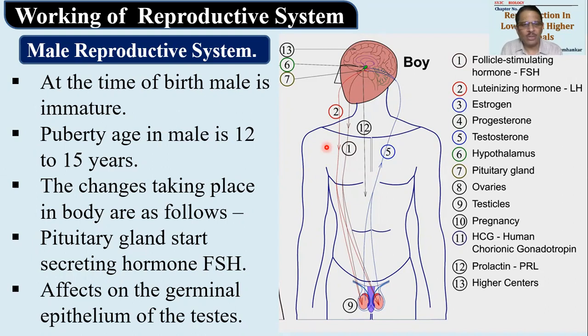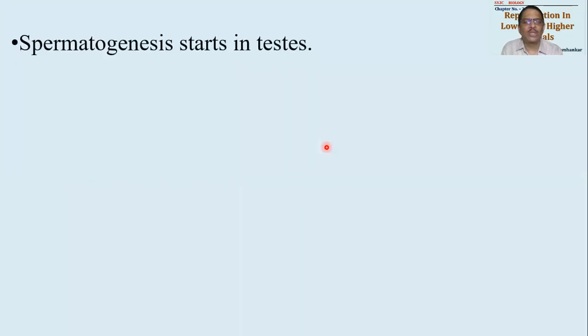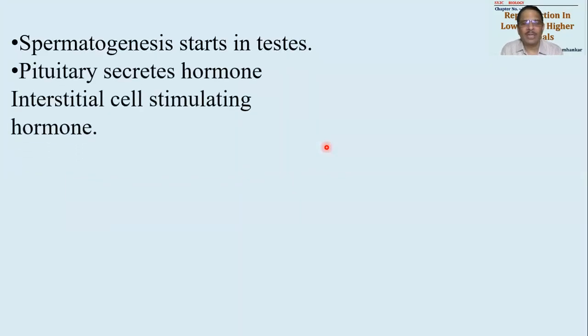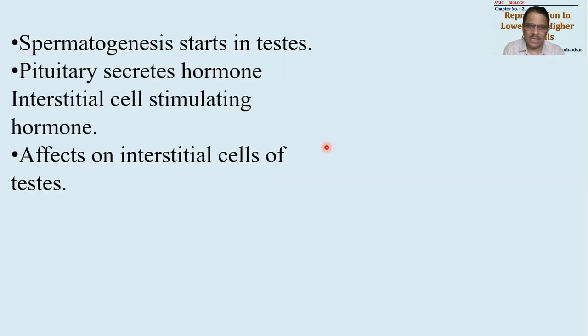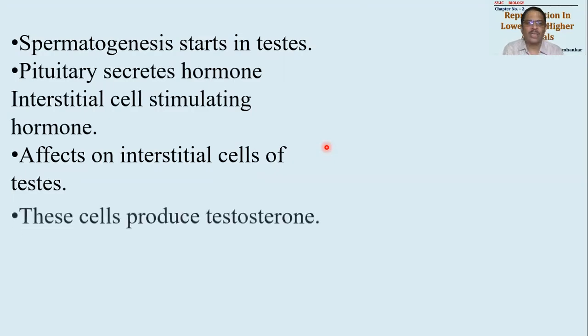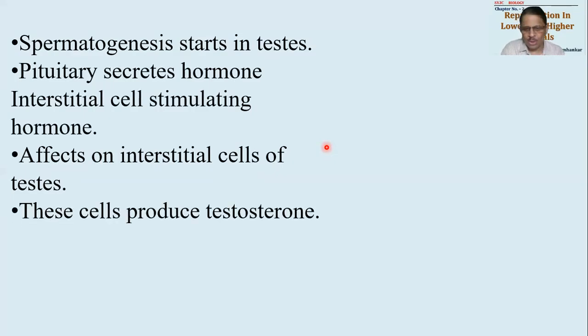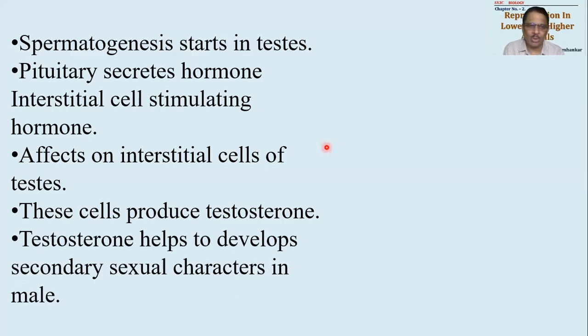So FSH will affect the germinal epithelial cells of the testis, as a result of which spermatogenesis will start in the testis. Then another hormone is given, ICSH, interstitial cell stimulating hormone, which will affect the interstitial cells. In response to it, interstitial cells will produce testosterone. Testosterone is a male sex hormone. Testosterone will help in developing secondary sexual characters.